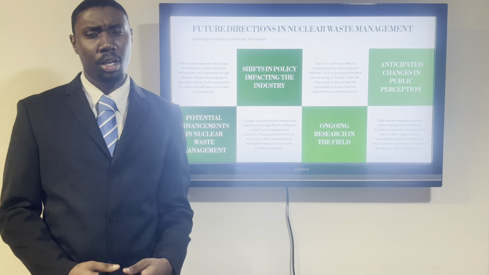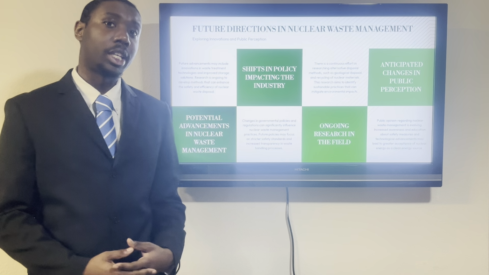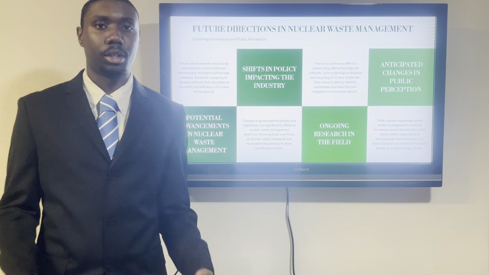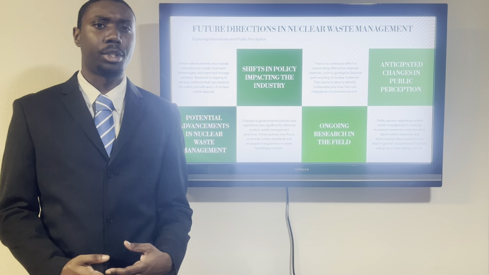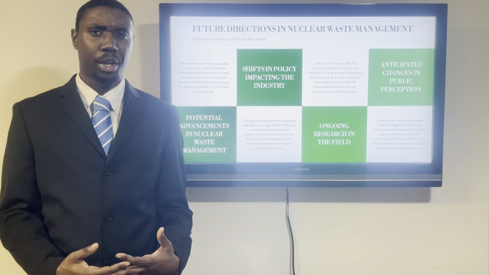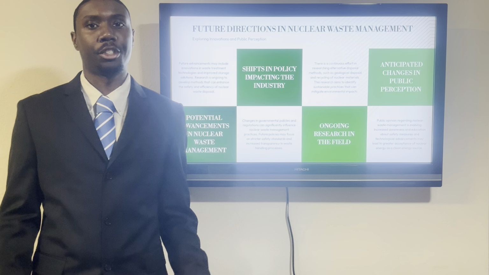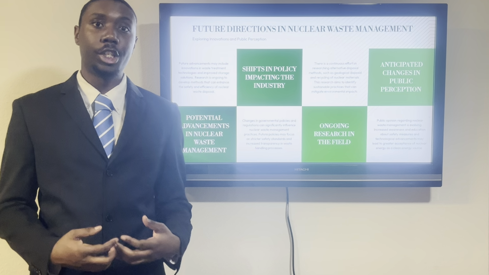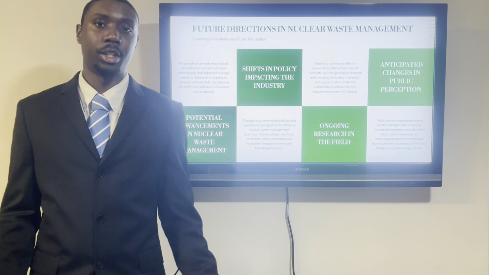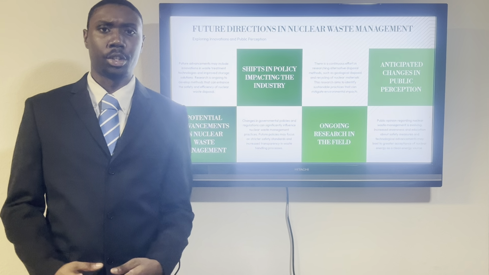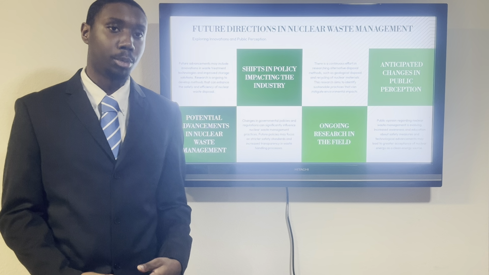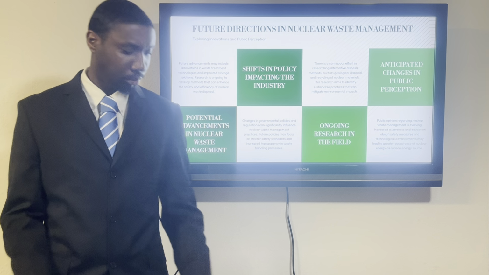Shifting policies, including stricter safety standards and greater transparency, are expected to shape industry practices. Public perception is evolving, with increased awareness and education about safety measures, potentially leading to greater acceptance of nuclear energy as a clean energy source. Ongoing research continues to push the boundaries of sustainable nuclear waste management.